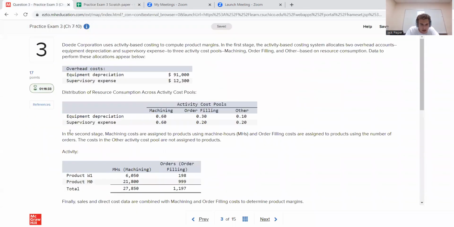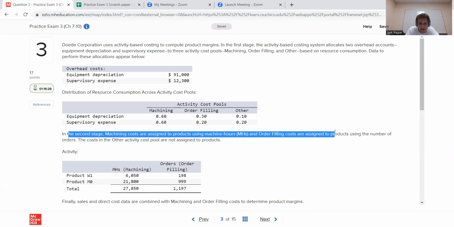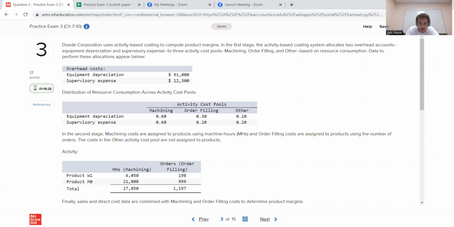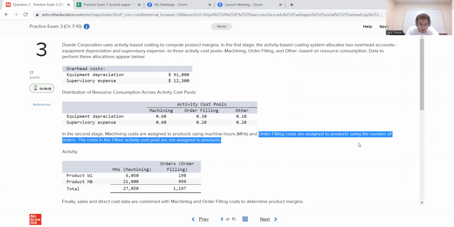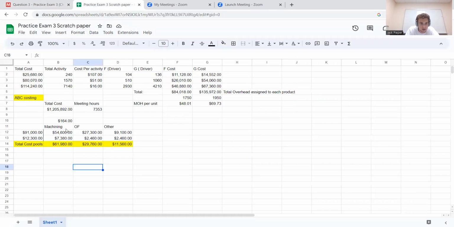In the second stage, machine costs are assigned to products using machine hours, and order filling costs are assigned using the number of orders. This is important. We found our total costs for machining and for order filling based on the cost pools. Now we're going to divide by the machine hours and the number of orders respectively. So we have our totals, and now we're going to do total cost pool drivers.